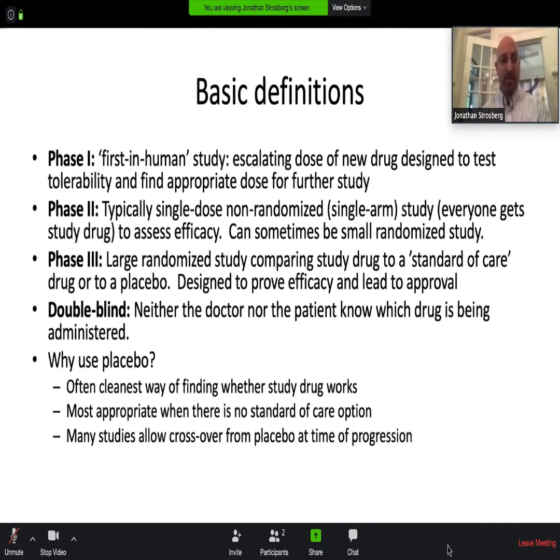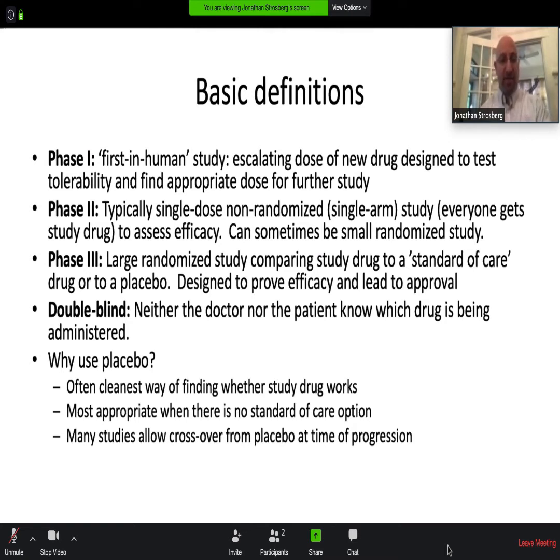Phase 2 study is typically, but not always, a single-arm study with the primary endpoint of trying to figure out the efficacy of the drug. And often it's response rate, amount of tumor shrinkage, or progression-free survival. Phase 3 is typically a large randomized clinical study that's designed to lead to approval of a new drug. And it's comparing the new drug either to a standard of care or a placebo.